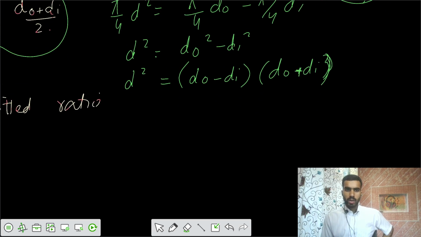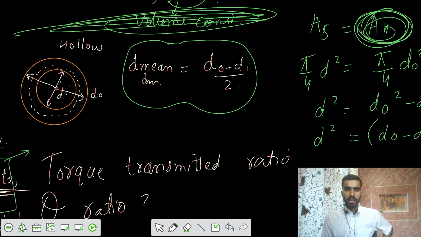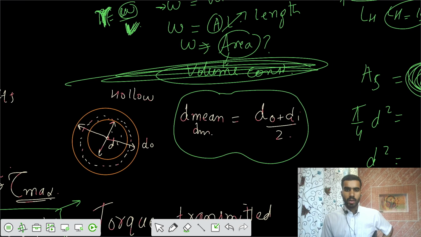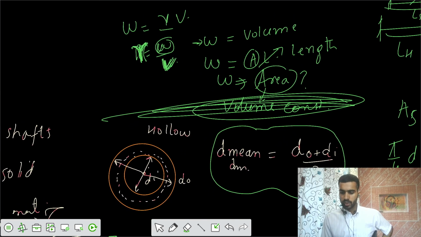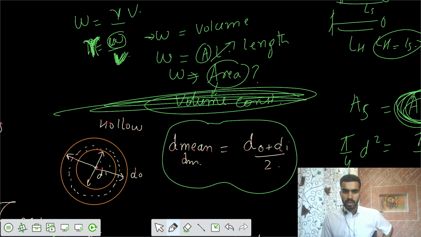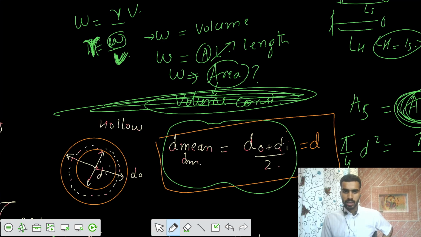Now one more condition is that the d mean was given to you, that equals to d. The d mean was given to you, that equals to d. That means this part equals to d.